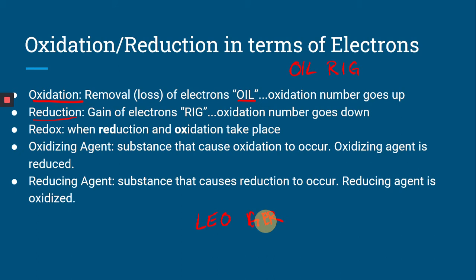And then some terminology that gets some students: oxidizing agent and reducing agent. Oxidizing agent is the thing that is causing oxidation to occur. So it itself is reduced. And then the reducing agent is a substance that causes reduction to occur, but it itself is being oxidized. So the way to look at that is agent means it's causing this to happen, therefore it's the opposite happening to itself. It gets a little confusing.